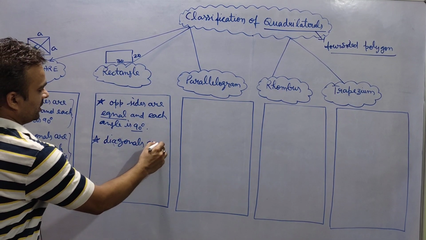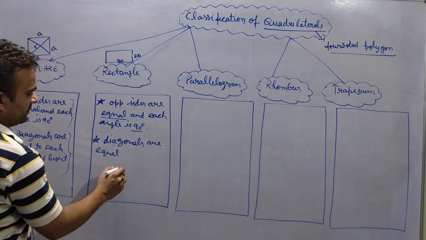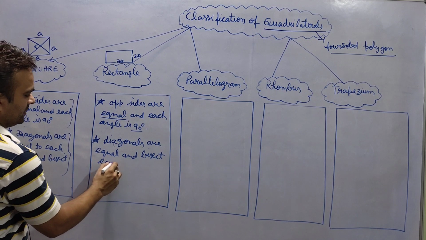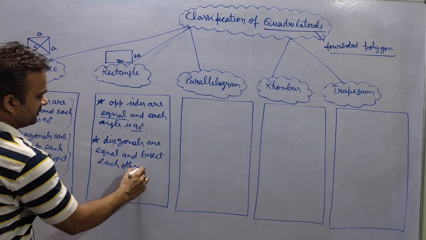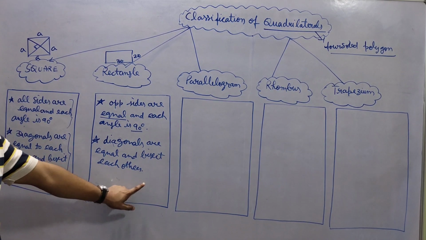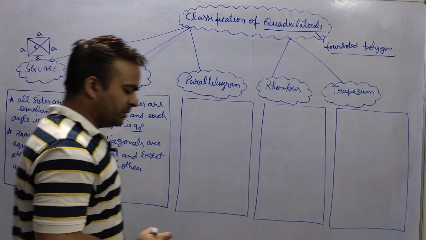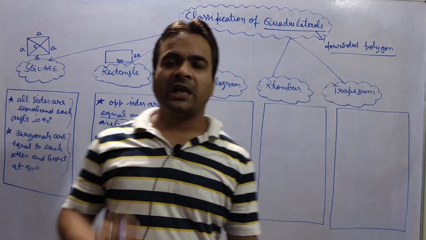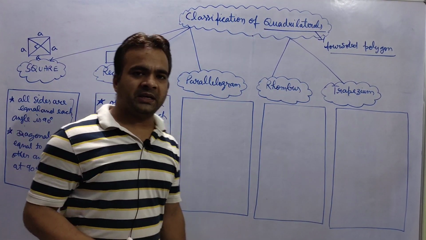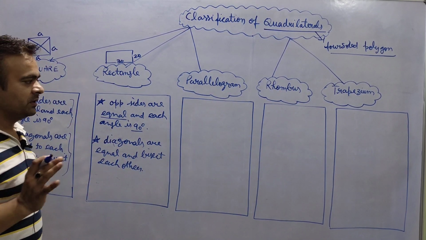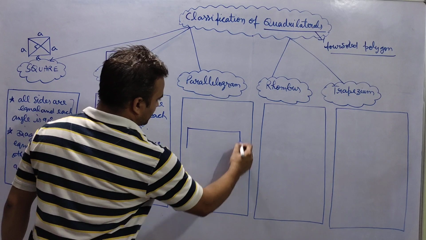Diagonals are equal and bisect each other. Now students, you can see that I have stopped my statement here, but in the first one I was writing they are bisecting at 90 degrees. In the rectangle case they will not bisect at 90 degrees, but yes, they are equal and bisect. This is the last second condition.